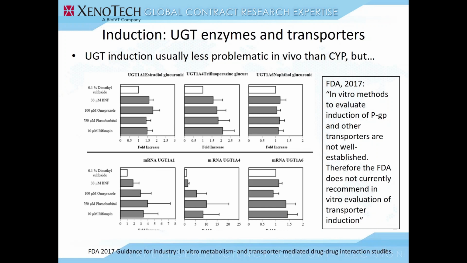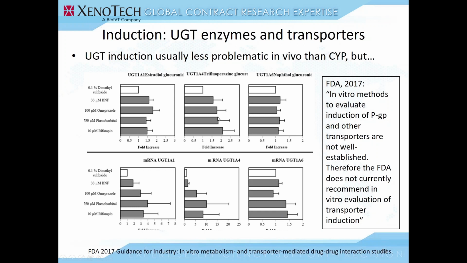UGT induction in people is usually associated with much lower magnitude drug-drug interactions than CYP induction. So that's why it's not focused on as heavily. But the real reason that we typically don't do it is because it's very unpredictable in vitro. And again, this is an industry issue. This isn't just us. Very often you won't see fold increases greater than 2 or at appropriate levels that you need to be able to use the data for decision making for UGTs.